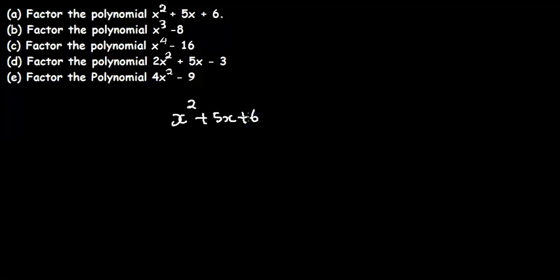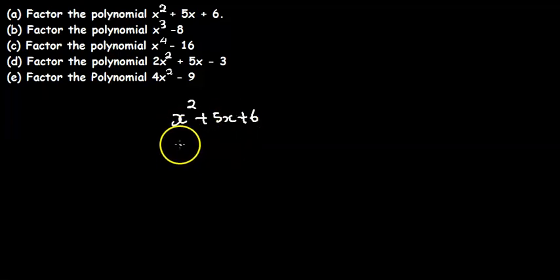Now, how can we solve this problem? For us to solve this problem, the first thing we need to do is to factor the quadratic polynomial. In this case, we need to find two numbers that when we multiply them, give us 6, and when we add them, give us 5. What are those numbers?